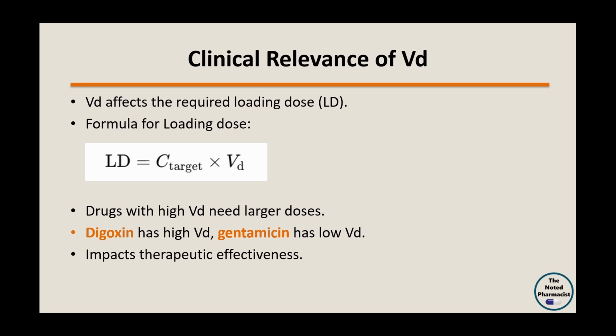Drugs with high volume of distribution like digoxin, where V is almost equal to 500 L in a 70 kg adult, distribute widely into tissues, necessitating larger loading doses. In contrast, drugs with low V, like gentamicin, where V is almost equal to 18 L in a 70 kg adult, are more confined to extracellular fluid, requiring smaller loading doses to reach therapeutic levels.